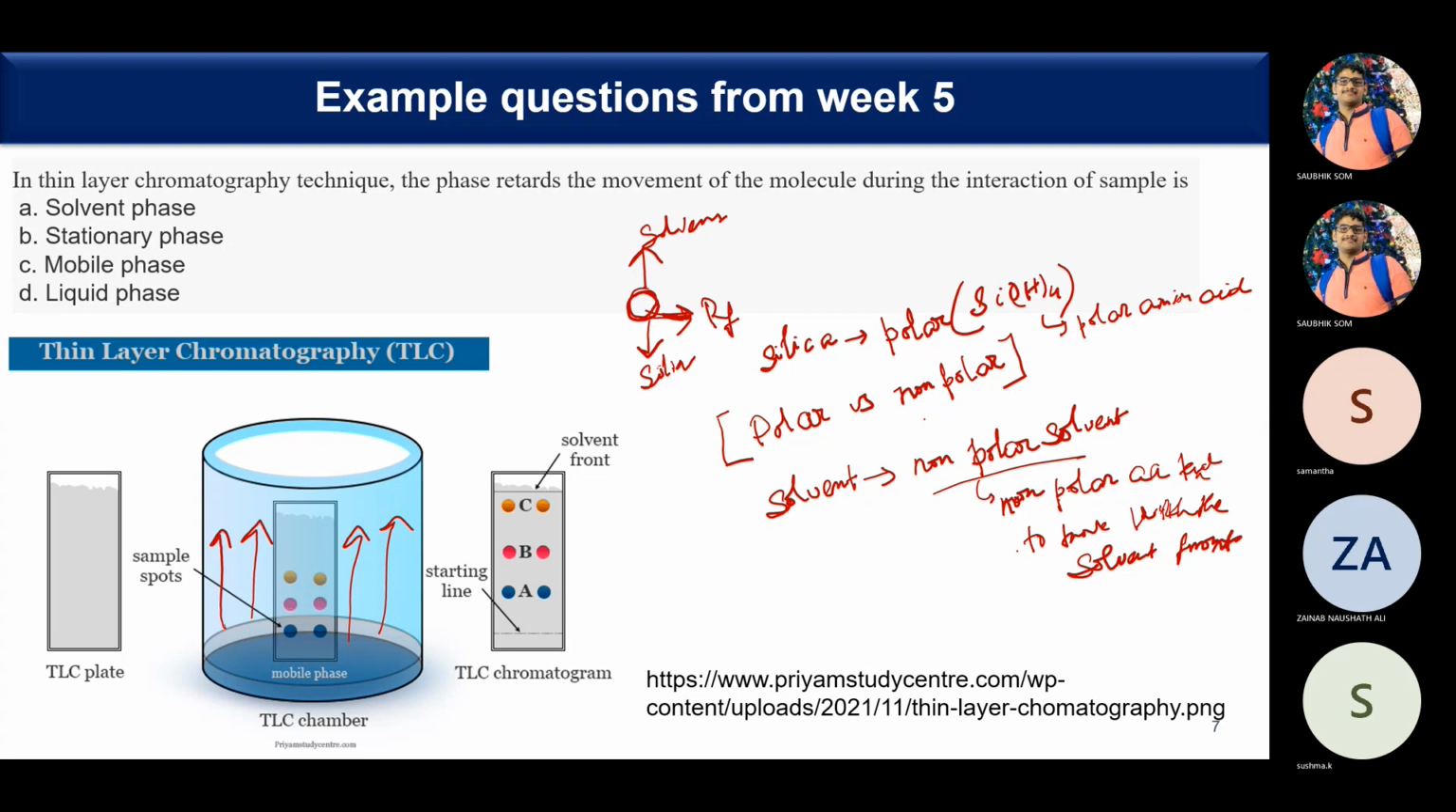So now the silica is stationary, right? It's the stationary phase, and the solvent is the mobile phase, correct? So what is retarding the force? Of course, the silica is retarding it because it's pulling it down. So in the chromatography technique, the phase that retards the movement through molecular interaction with the sample is of course the stationary phase, correct?